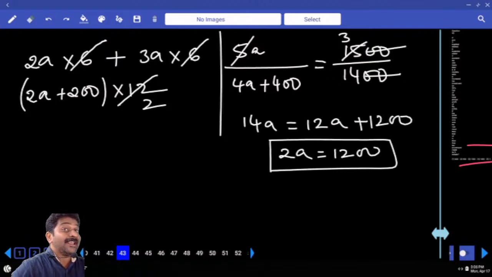You're not supposed to calculate A. You're supposed to calculate 2A. Can you tell me why? Because the initial investment of X is treated as 2A only.